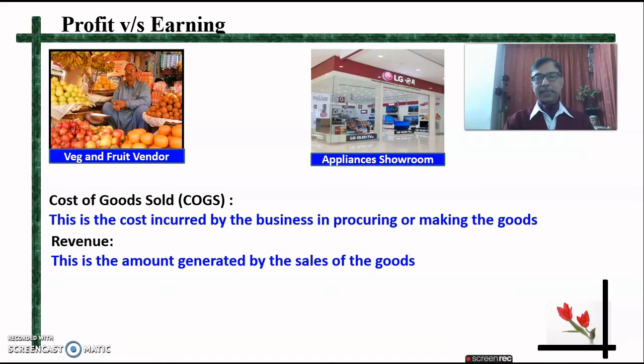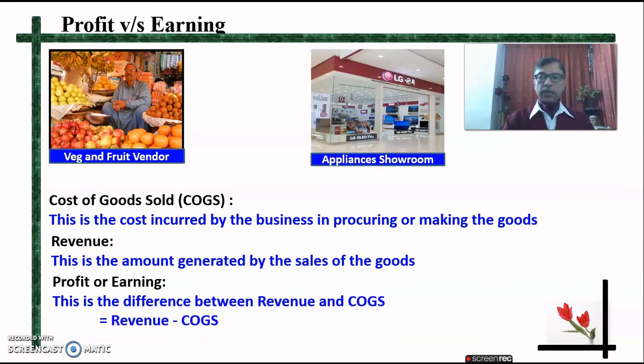Let me give it to you with an example. Suppose this vegetable vendor buys things worth $100 and then sells them off for $120. So $100 becomes the cost of goods sold and $120 becomes the revenue. If that be so, then the profit or earning will be the revenue minus the cost of goods sold. It's very simple. We all understand that.